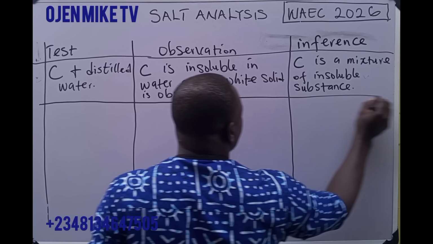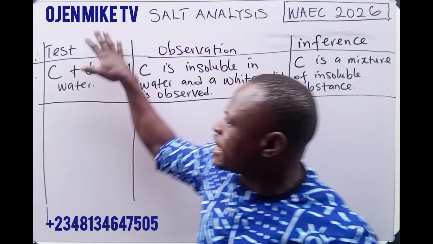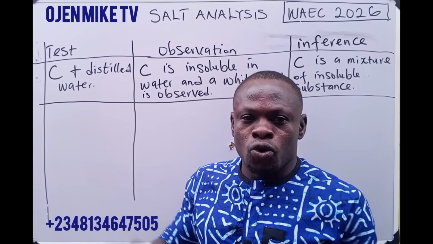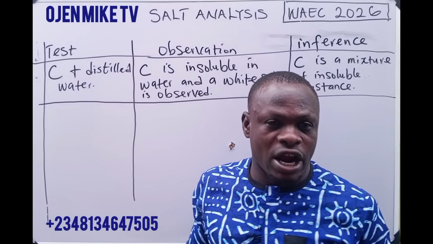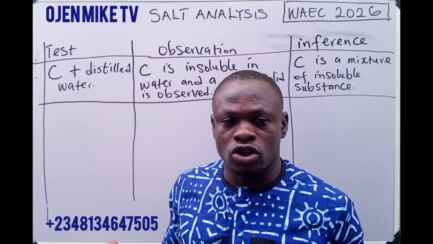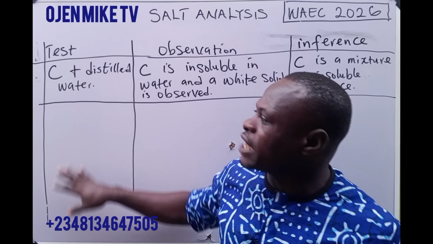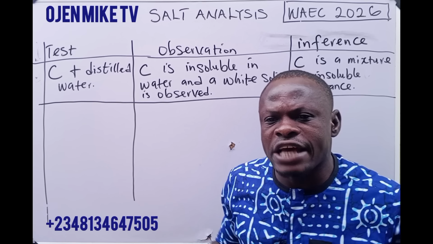Any stage you finish, you have to rule a line. Sometimes this test part will be given to you. You are only expected to write the observation part and the inference. That is what WAEC and other standard examinations normally do. So this test part you might likely be given.